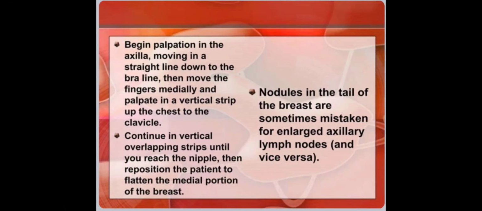Okay? Begin palpation in the axilla, moving into the straight line, down to the brow line, and then move the fingers medially and palpate the vertical strip up to the chest to the clavicle. Continue in vertical overlapping strips until you reach the nipple and then reposition the patient to flatten the medial portion of the breast. So abnormal findings may include nodules in the tail of the breast. These are sometimes mistaken for enlarged axillary lymph nodes and vice versa.